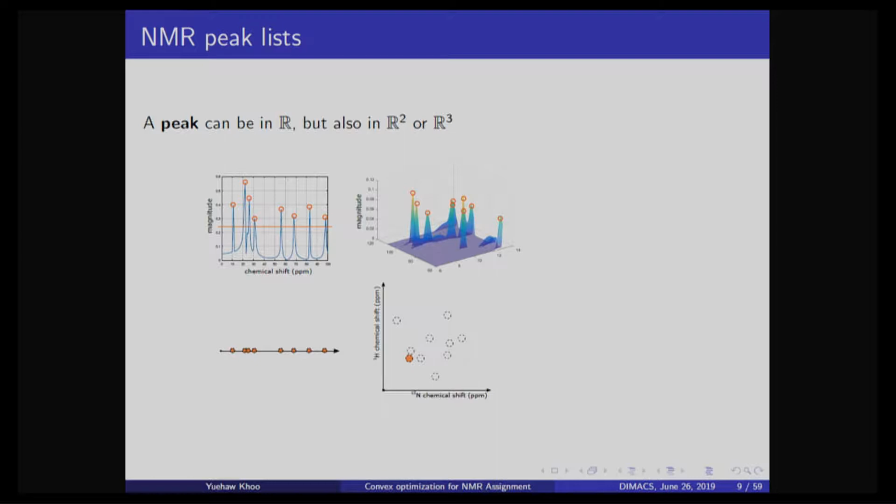If you see an orange peak over here, the x-axis is the frequency for nitrogen, and the y-axis is the frequency of hydrogen. When you see a peak over here, that means there is a nitrogen with this specific frequency indicated by the x-axis, and some hydrogen with this specific frequency. These two atoms are interacting. So what it means is, yes?